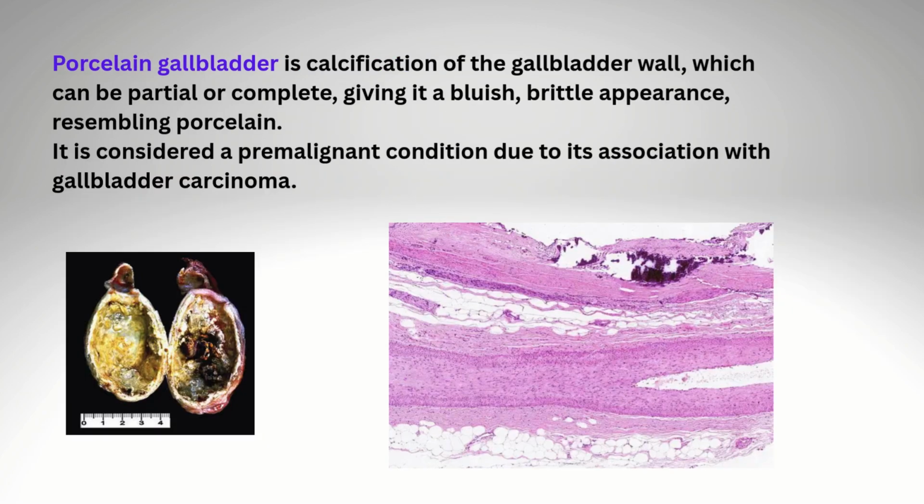Porcelain gallbladder is another condition in which there is calcification of the gallbladder wall, which can be partial or complete, giving it a bluish brittle appearance resembling porcelain. It is considered a pre-malignant condition due to its association with gallbladder carcinoma.